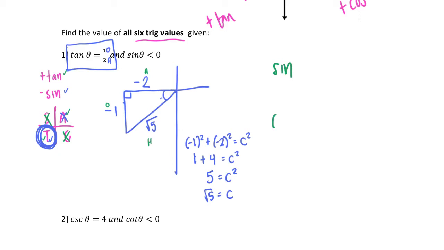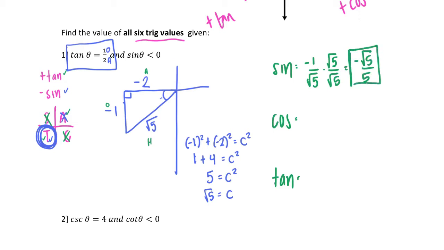Sine, cosine, tangent, and then we'll find the reciprocal buddies as well. Sine is opposite over hypotenuse, so you get -1 over square root of 5. Rationalize. We get negative square root of 5 over 5. Cosine is the adjacent over the hypotenuse, rationalize. You should get negative 2 square root of 5 over 5.